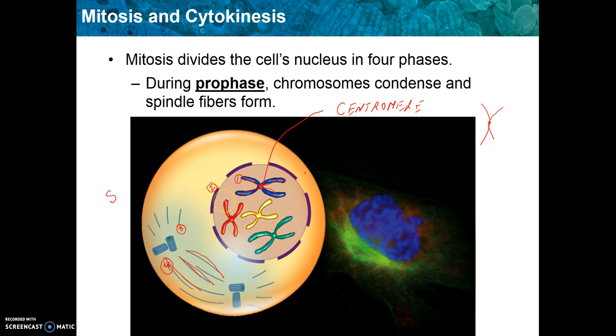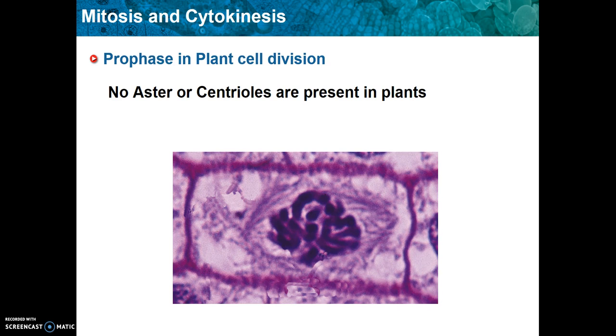Okay. All right. The next phase. So, I wanted to mention also that in a plant cell, there are no asters and there are no centrioles. So how does this microtubule form? Because I can see microtubules.